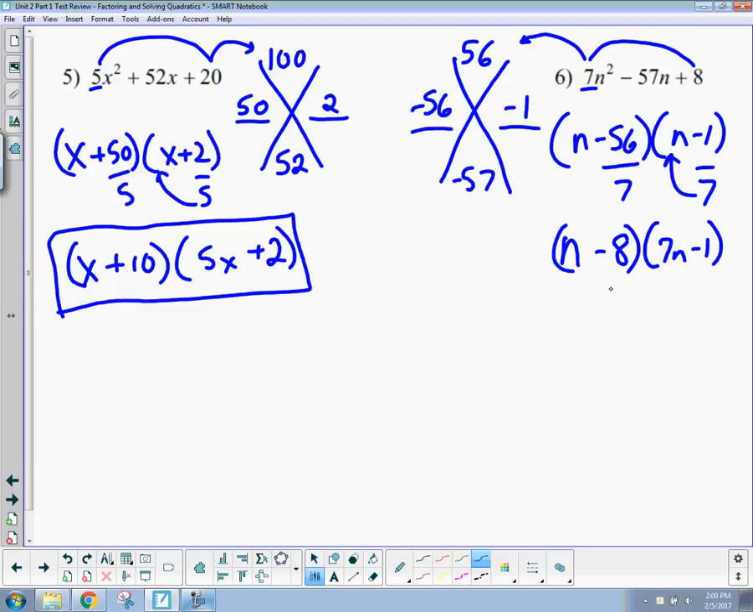Go ahead and think about it. 7n times n is 7n squared. Negative 8 times 7n is negative 56n. That negative 1 times that n is a negative n. Combining like terms, we get negative 57n. Negative 8 times negative 1 is a positive 8. So that must be it.